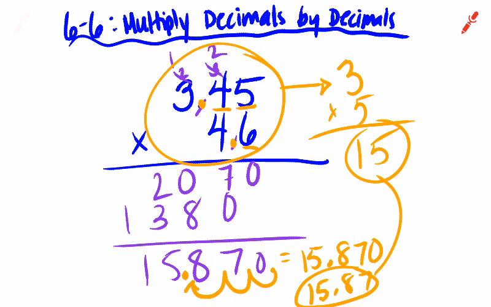Okay? So that was just one example, but you're really doing the exact same thing that we did on Friday, except this time instead of only one of the numbers having decimals, 2 of the numbers have decimals, and you have to count the total number of spaces past the decimal point in the whole entire problem. Okay?